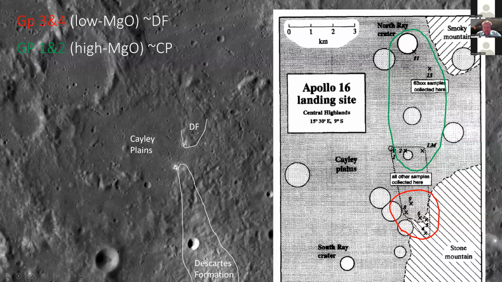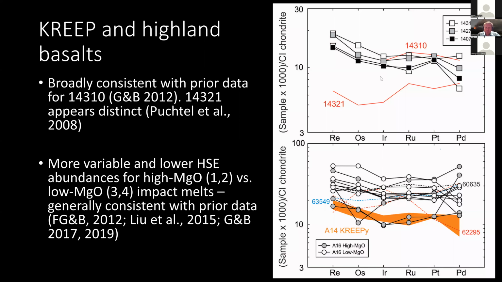I measured the highly siderophile element data in these rocks, and I'm comparing them here with previously published data. For the Apollo 14 site, there are two previously published datasets. One is for 14310, which I also analyzed. This is a plot of HSEs, highly siderophile elements, as a function of their condensation temperatures, going from highly refractory on the left to less refractory on the right, and their sample times 1000 over CI chondrite.